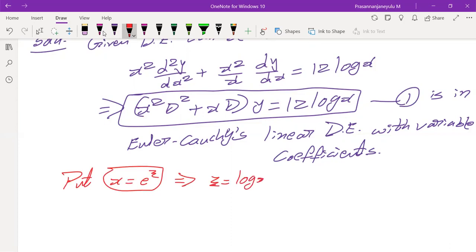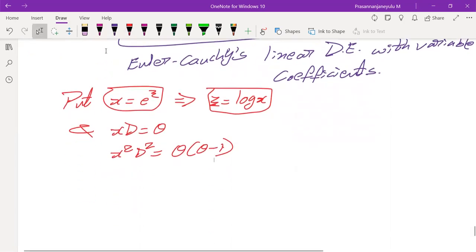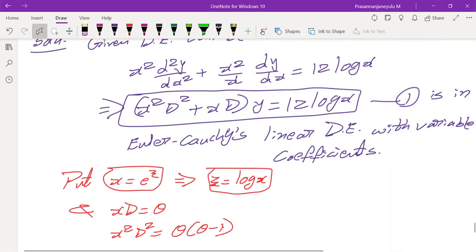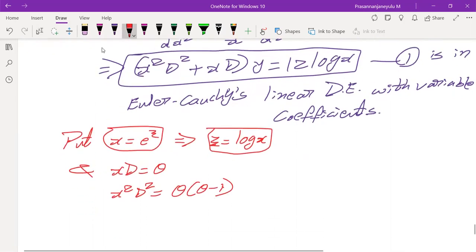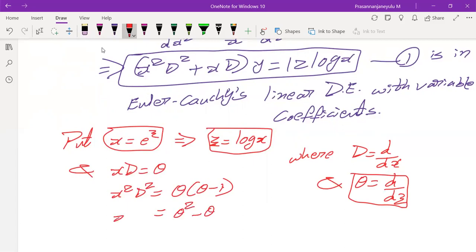And we have to substitute here xd equals theta, x square d square equals theta into theta minus 1. The x cube d cube term is not there; they gave only x square d square, so I'm writing only these things. Where d is d by dx, and theta is d by dz. This is important for our future steps. And this x square d square can be written as theta square minus theta.